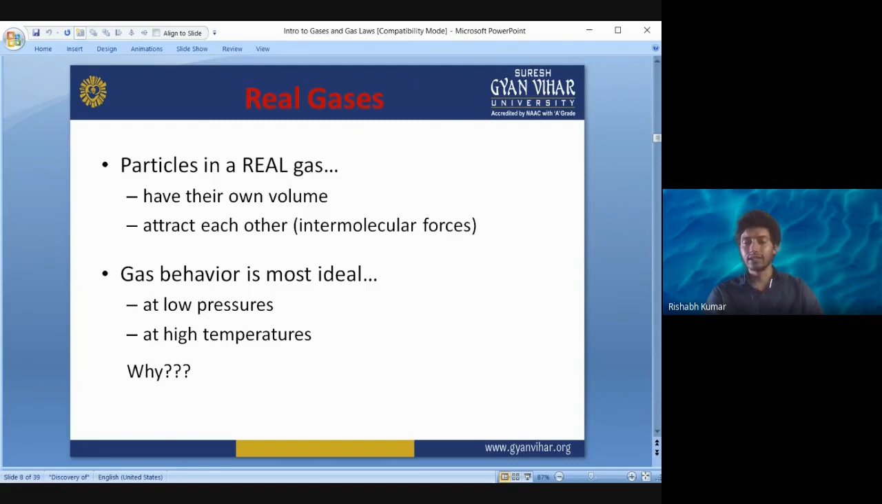Whereas in your ideal gas there will be no attraction or repulsion, and gaseous behavior is most ideal at low pressure and high temperature, when the molecules are not coming in close contact, when they are not closing onto one another, when their concentration is very low. Then your gas will behave closer to your ideal gas.